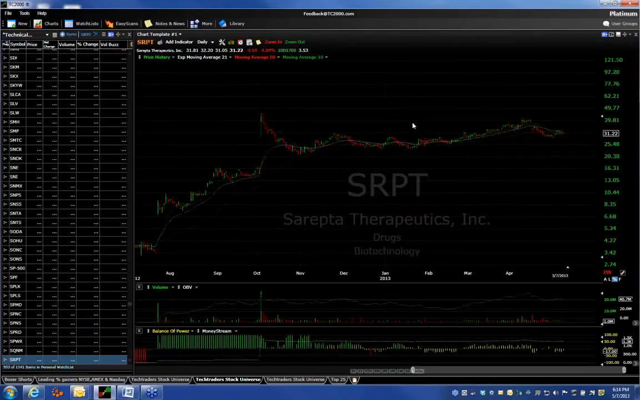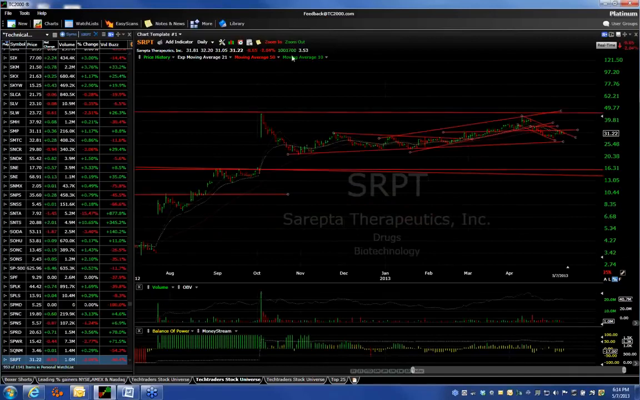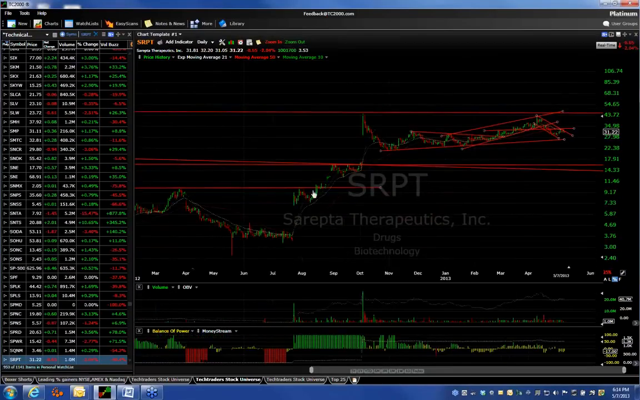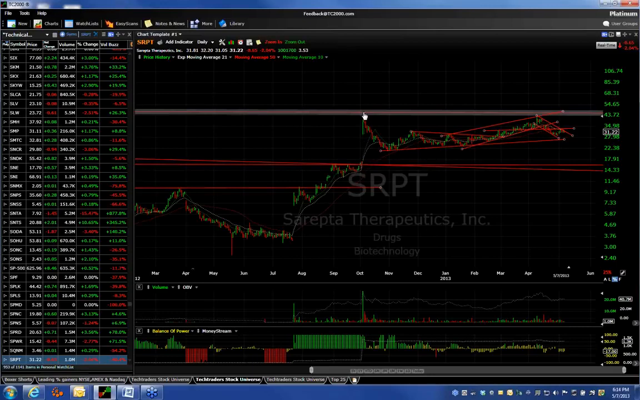SRPT was a beauty for us. Here it popped, and we got involved with this consolidation. When it broke out above here, that was our play. We had a swing trade there. It pulled back, it broke out again, and we actually got lucky because we bought it the day before, and it gapped up and went up from 13 or 14 to 45 in one day. Now, it's not usual, but it did happen for us.